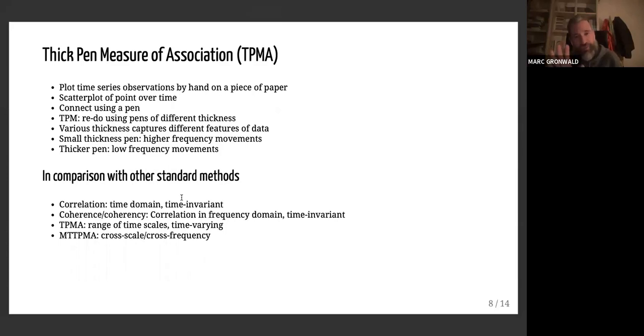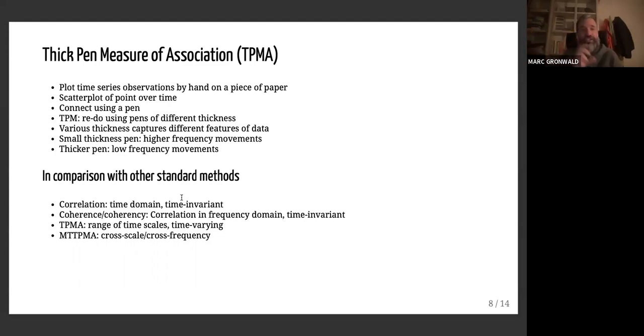But I want to spend maybe a few moments on an intuitive illustration of what the method actually does. So imagine that you are plotting a time series of observations by hand on a piece of paper. How do you do this? Well, you create a scatter plot of the points over time of your observations. And then obviously you use a pen and you connect these points over time. And then you have a time series plot.